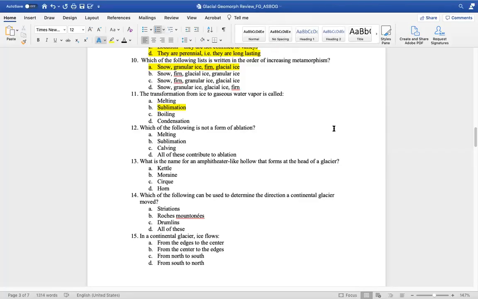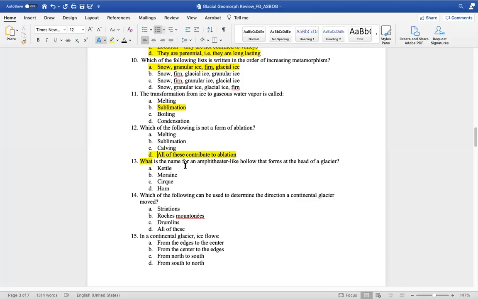And so when I'm talking about the removal of ice or snow, I'm referring to a quantitative amount that's being taken away. So in this case, calving is a form of ablation. So it looks like D is the correct answer.